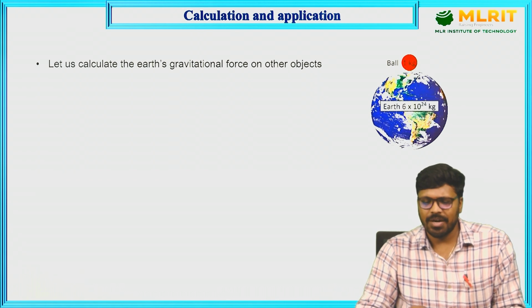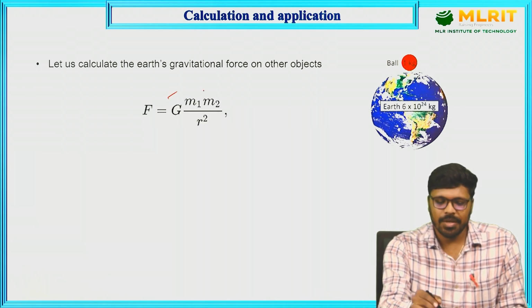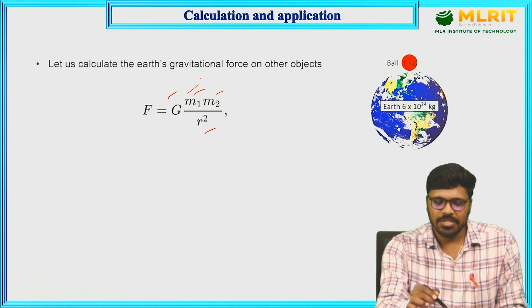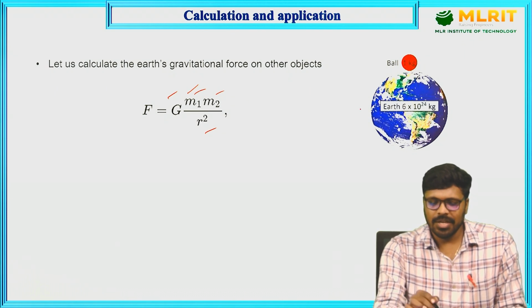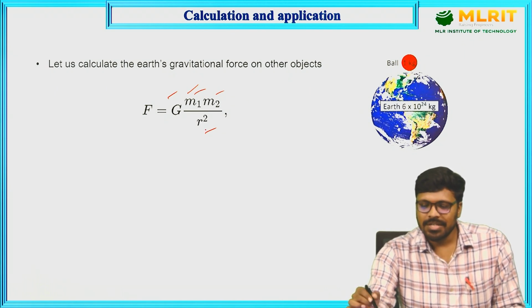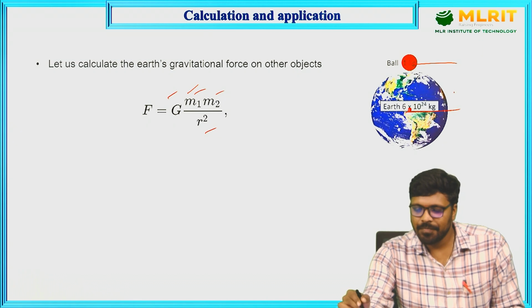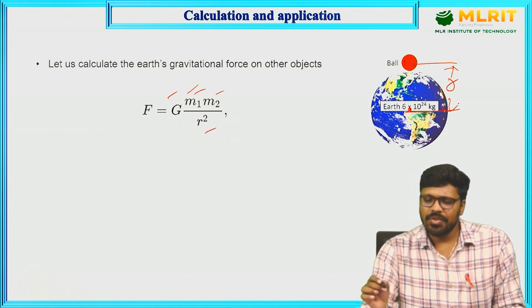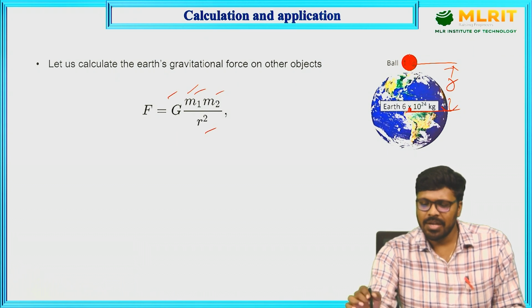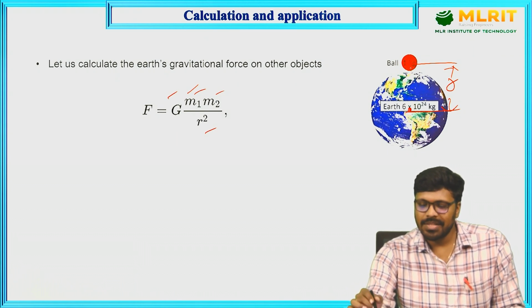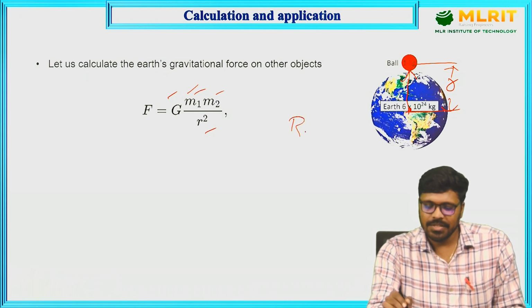First we need the formula: F equals capital G m1 m2 by r square. Here m1 is the mass of the ball, m2 is the mass of the earth, and r square is the square of the distance between the centers of these two bodies. Consider this is the center of the ball, and this is the center of the earth, and this is the distance between the centers of the two bodies. If the size of the ball is very small, we can neglect it, and then the distance between the earth and the ball can be considered as the radius of the earth, that is RE.